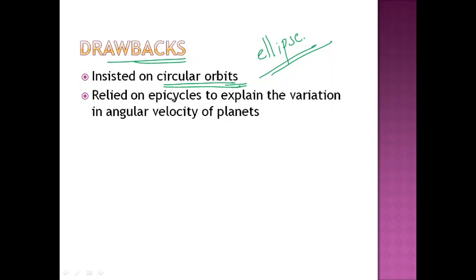Then another problem is that he relied on epicycles to explain the variation of angular velocity of planets. We know planets have different angular velocity at perigee and apogee. Also at different positions, they have different angular velocities. So in order to explain this variation in angular velocity, he used the concept of epicycle itself. So these are some drawbacks of the Copernican system.